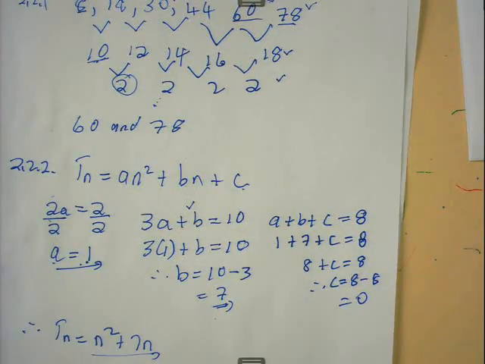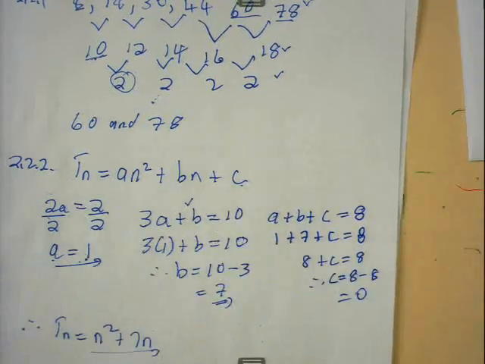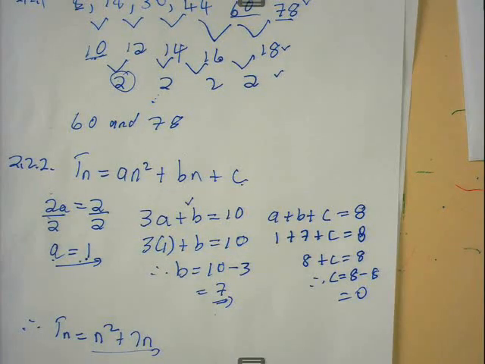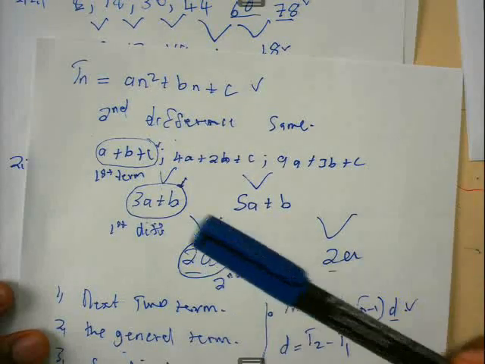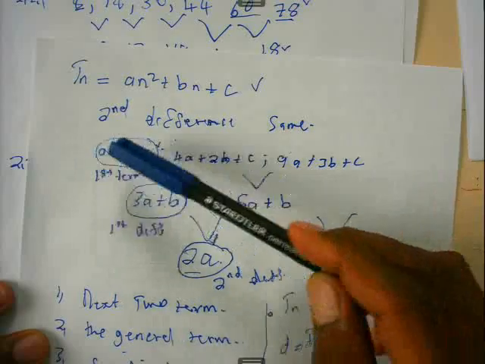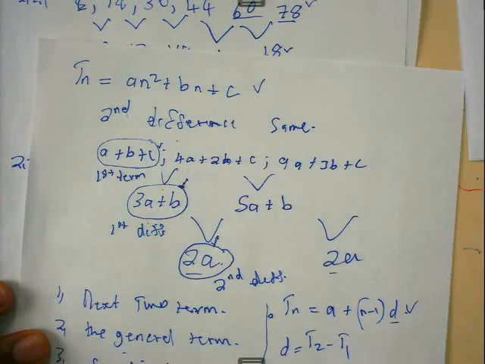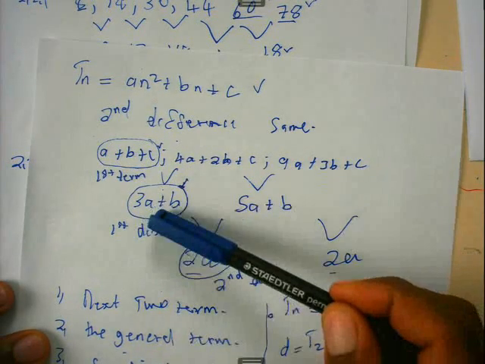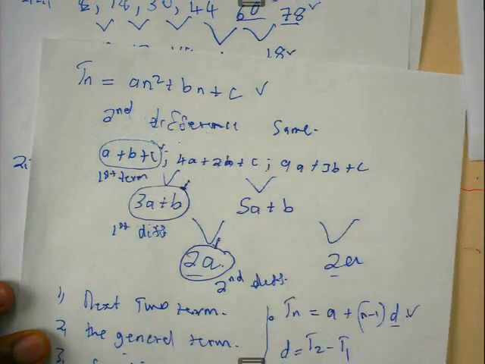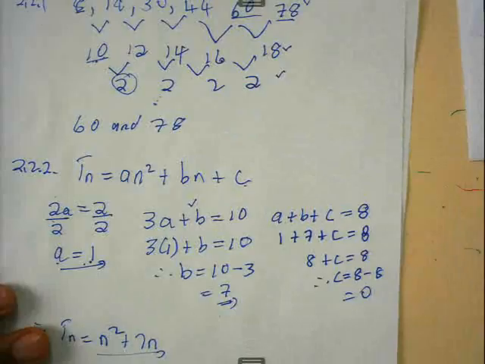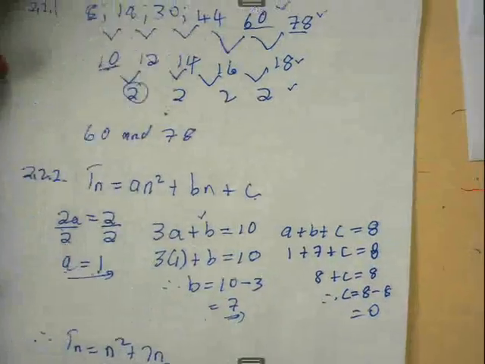Of course, it's very important. 2a, 3a plus b, as well as a plus b plus c. These are very, very important here. 2a, 3a plus b, a plus b plus c. That is the second difference, the first term of the first difference, as well as the first term. Very, very important. Right. Thank you, boys and girls. I think now we have addressed the second one.